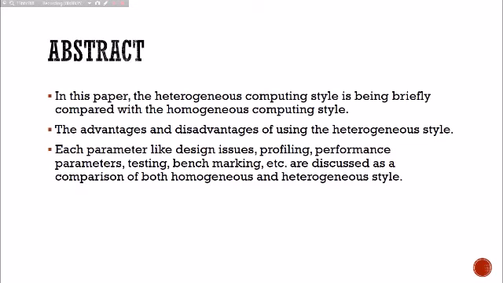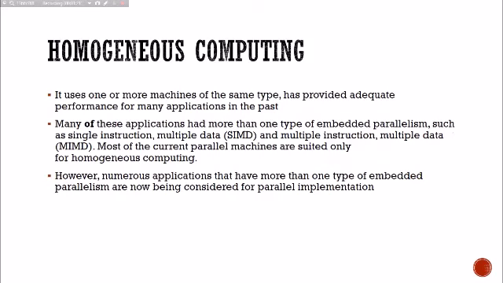The topic is the abstract of this paper. In this paper, mainly the heterogeneous computing style and the homogeneous computing style have been compared, and based on their comparison, a brief summary, a brief kind of review, is written in this paper. Mainly the advantages and disadvantages have been focused on heterogeneous computing style, as it will have more advantages and will be taking over the homogeneous computing style in our future. This comparison is based on some parameters like design issues, profiling and testing, benchmarking, etc., which have been discussed in this paper.